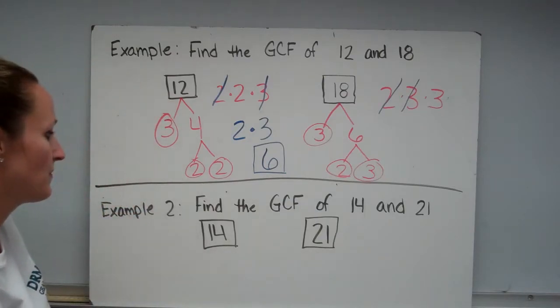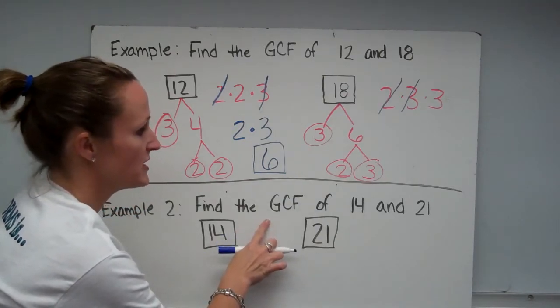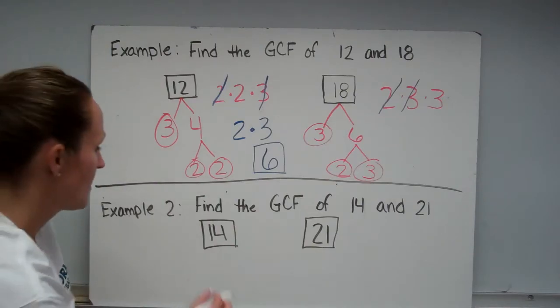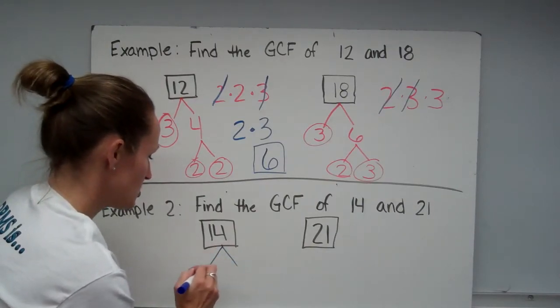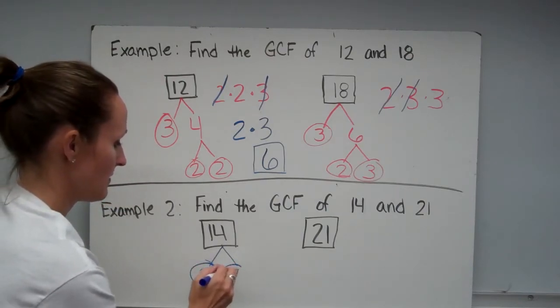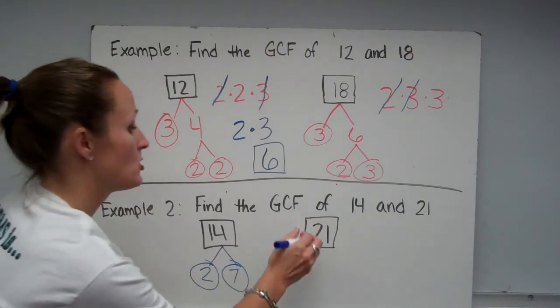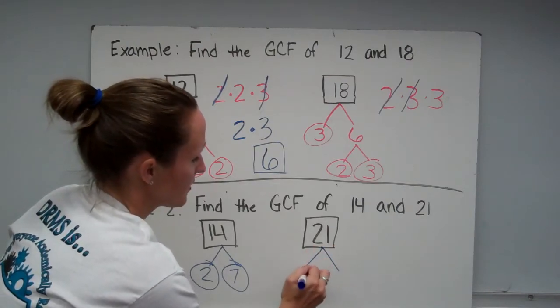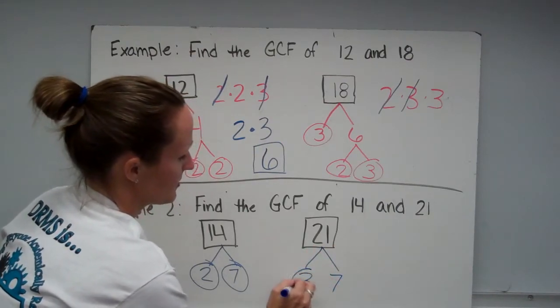Let's do one more example. Greatest common factor, or GCF, of 14 and 21. 14, you know, can break down into 2 and 7. Both of these happen to be prime. We're done with that tree. 21 can break down into 3 and 7. Again, both are prime.